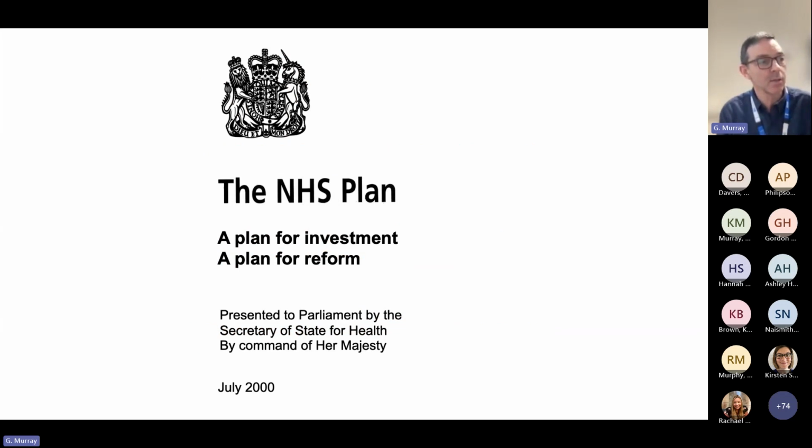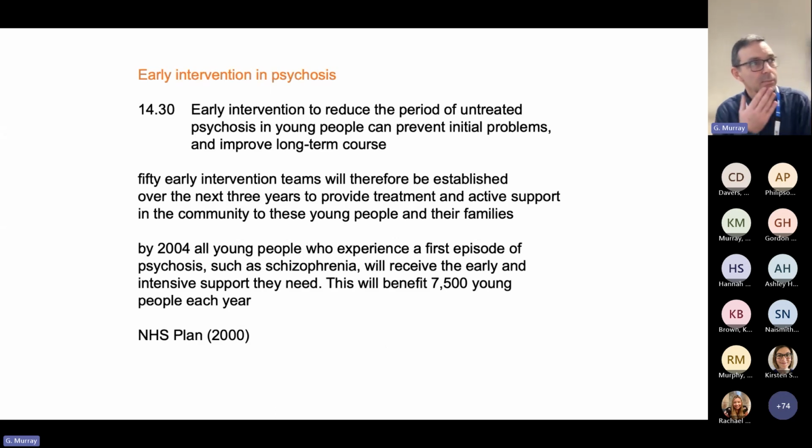And then in 2000, there was the NHS Plan. I qualified as a doctor in 1999 and started psychiatry in 2000. And the NHS Plan had a focus on, or one of the areas of focus was, early intervention to reduce the period of untreated psychosis in young people.